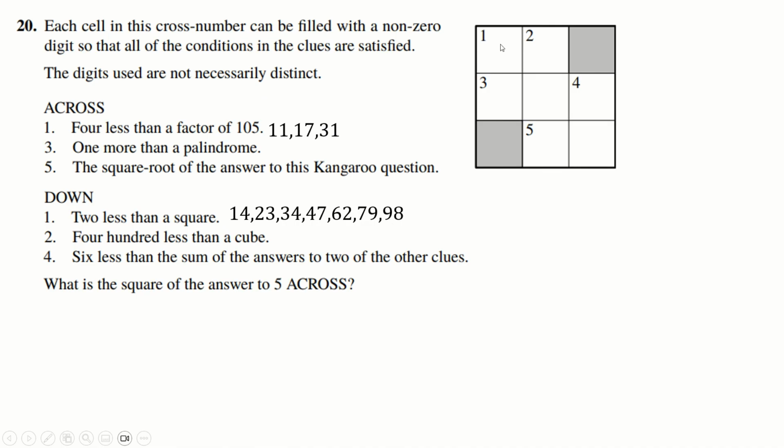But notice how the first digit of this one has to match the first digit of this one. So that can only be a 1 or a 3. So it can only be 14 or 34. But then notice 14 and 34 both end in 4s. So this is definitely a 4. And then go back to 3 across. 1 more than a palindrome. Now, if a palindrome starts with 4, it must end in 4. But if this is 1 more than a palindrome, this must end in 5.